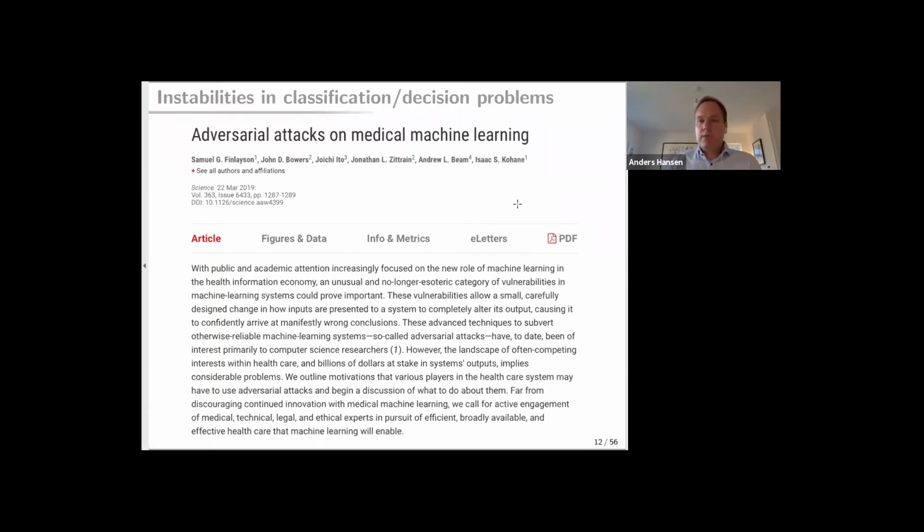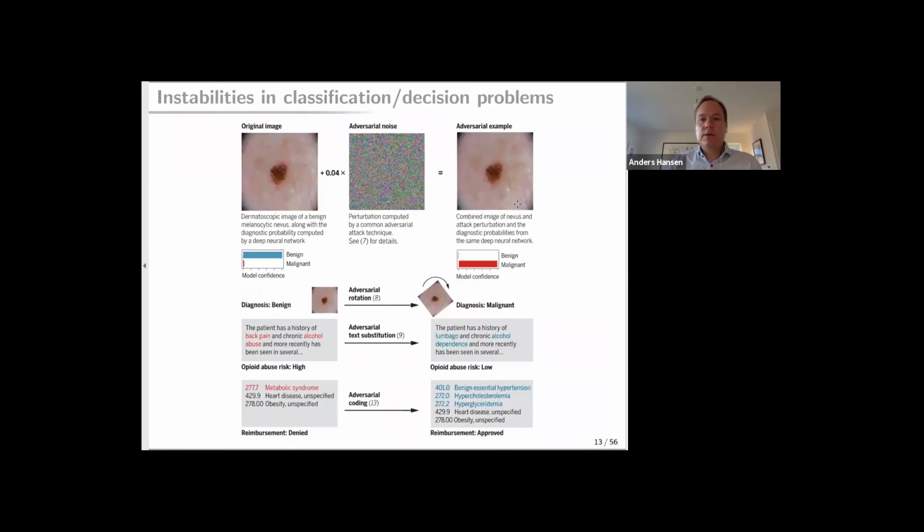What they write about is a very interesting phenomenon, and that is what we refer to as instabilities in deep learning and artificial intelligence. The main figure in the paper summarizes a lot of the phenomena that are important to understand.